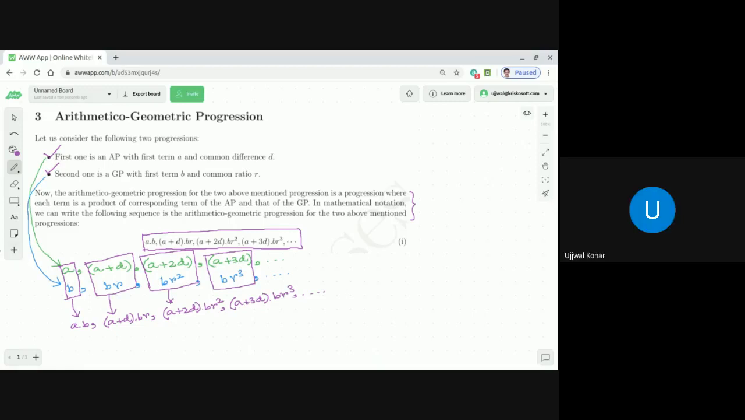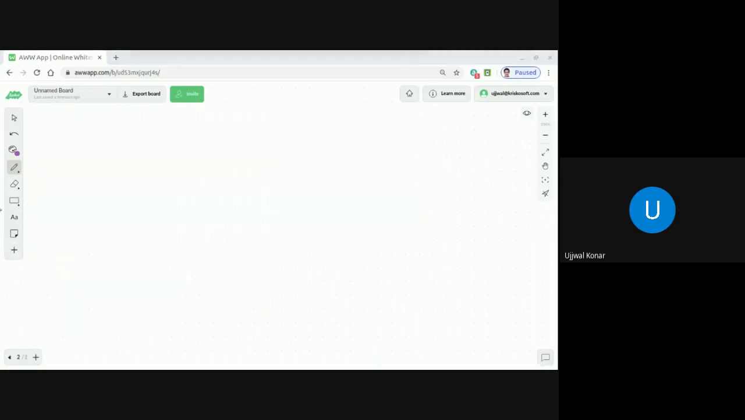Now, what we're going to learn is how to find the sum up to the first n terms of this arithmetico-geometric progression. That we are going to find by means of a few steps, and that we are going to do in the next 10 minutes or so. So what we are going to do?